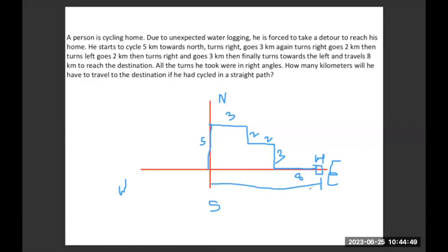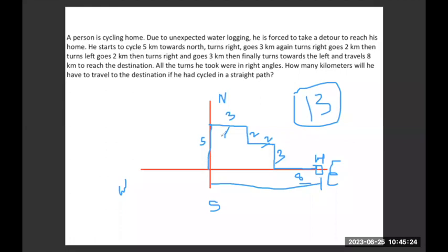If he had taken a straight path, we don't have to calculate this whole distance that this guy has taken. This is the path that he had taken on a detour. But if he hadn't taken this detour and had traveled along the straight path, how much distance would he have to travel? So it was 8 plus 2 and plus 3. So 3 plus 2 is 5, 5 plus 8 is 13. So the correct answer is 13 kilometers.